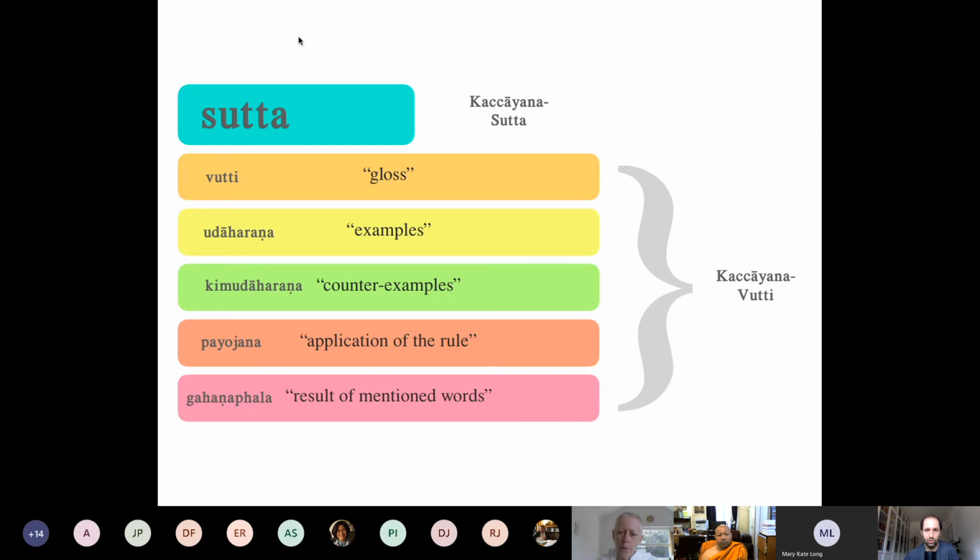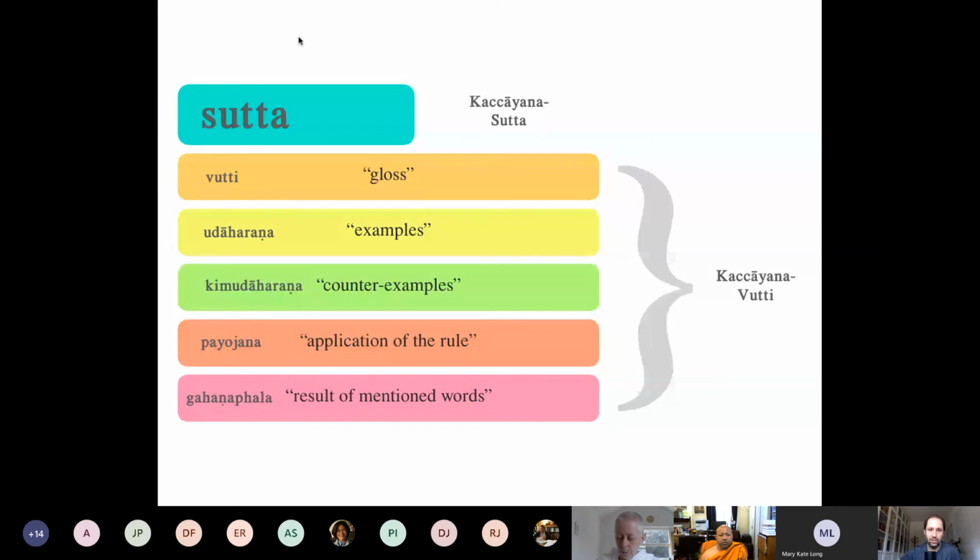That means the gloss. So it is simply explaining in full the meaning of the sutta. The sutta is very brief, so the Vutti proper is expanding this short sentence into a full sentence that is comprehensible. The next field is the udaharana. Udaharana, as many of you know, means example. That is what you bring in as an example.